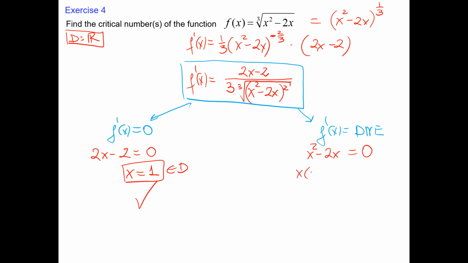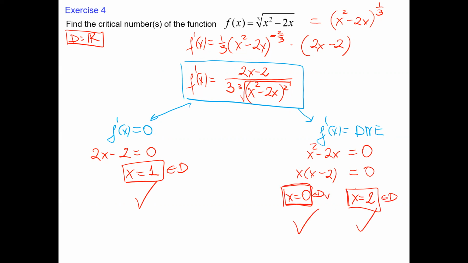Okay, let's factor out x. And then, by the product property, we're getting 0, 0, or we're getting 2. This belongs to the domain, and x equals 2 belongs too. All of the numbers are in the domain. All of these numbers, 0, 1, and 2, are the critical numbers. And then we can do the next level.